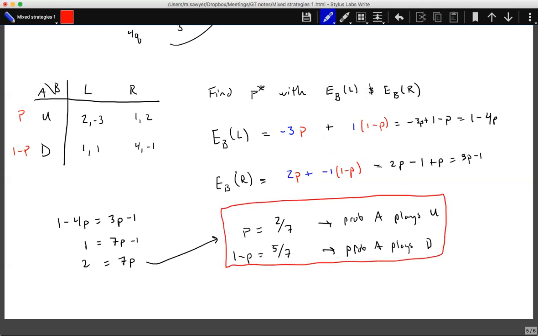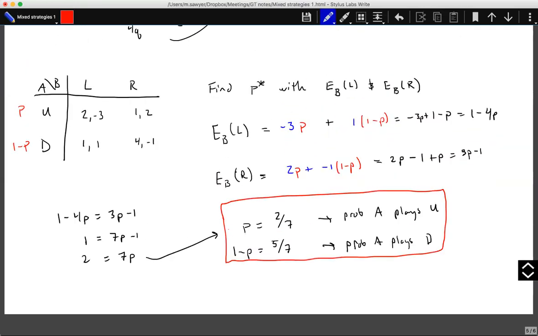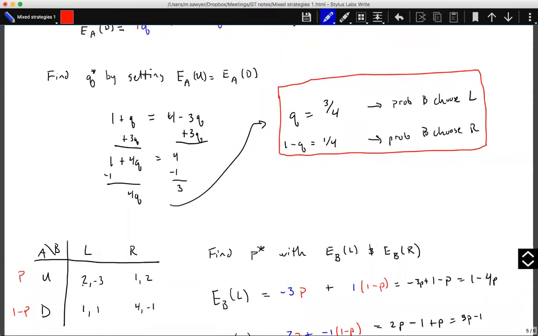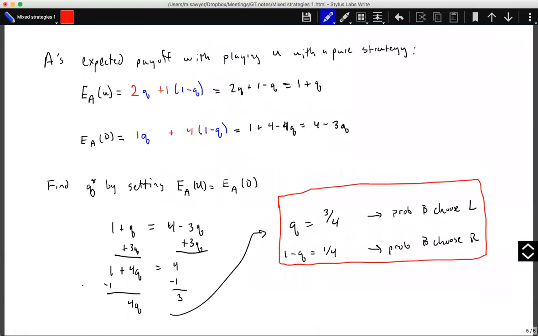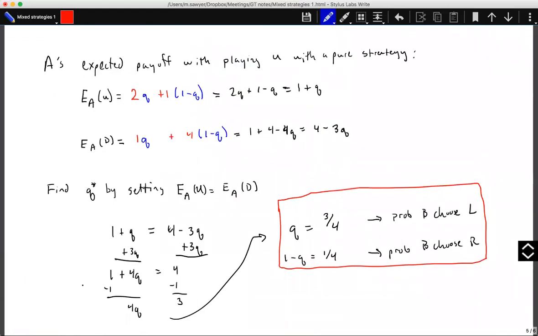So these are our mixed Nash equilibrium points. And now we just need to substitute into our expected values. We can take our P and our Q, and we can take either way. For our expected value for A, we can choose either of our expected value formulas. Let's go ahead and choose 1 plus Q.